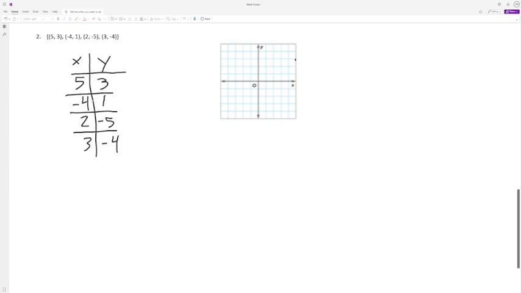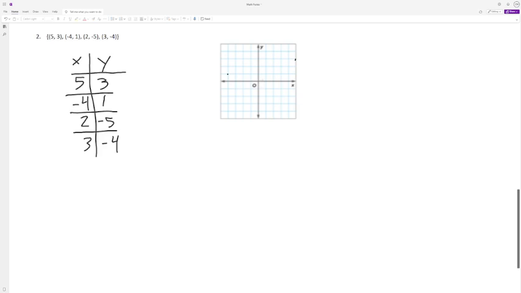Our second point is -4, 1. So we're going to move -4 in the X direction. That's to the left. So we're going to start at 0. 1, 2, 3, 4. That's -4 in the X direction. And we're going to move 1 in the Y direction. So 1 up. And there's our point.